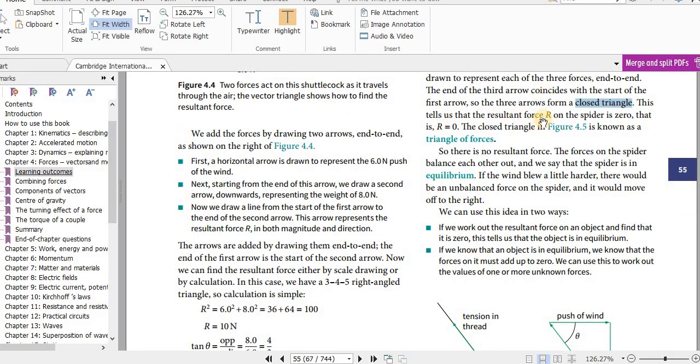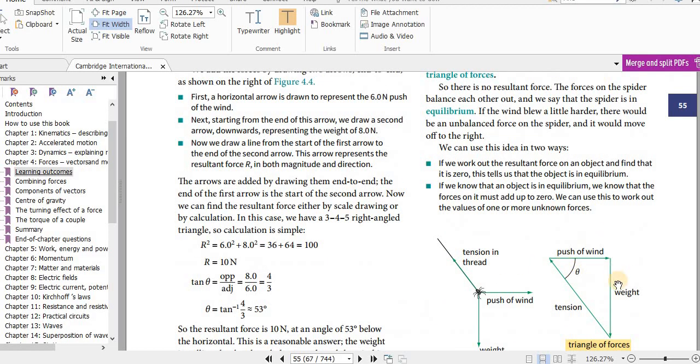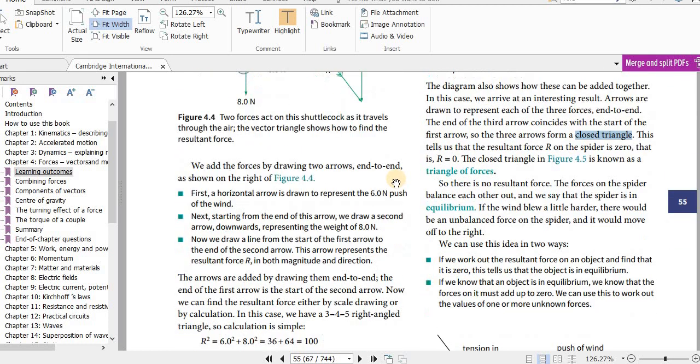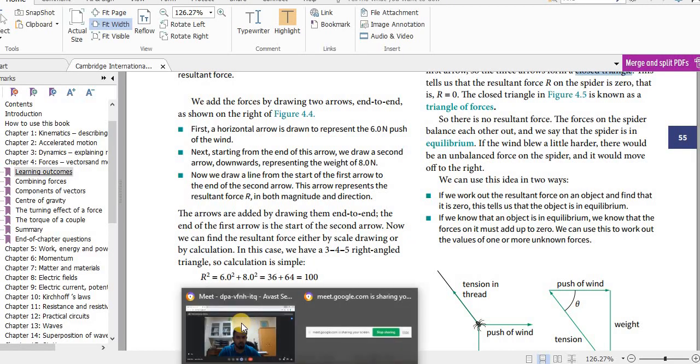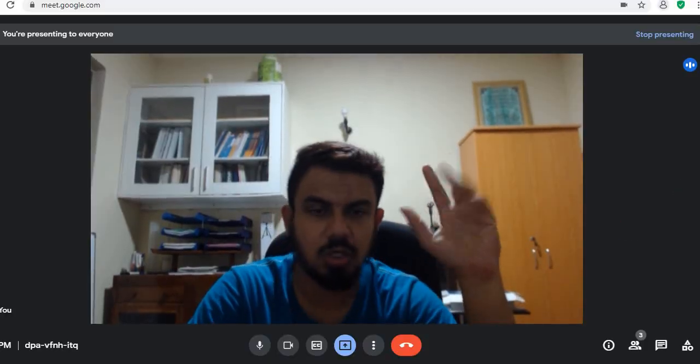R is used for resultant force here, and you can see this is a triangle of forces. It forms a triangle. So remember, there are two ways to do this. One is by calculation like this, the other one is by scale drawing. Usually in your exam papers, paper 1, third or fourth question is usually on vectors.